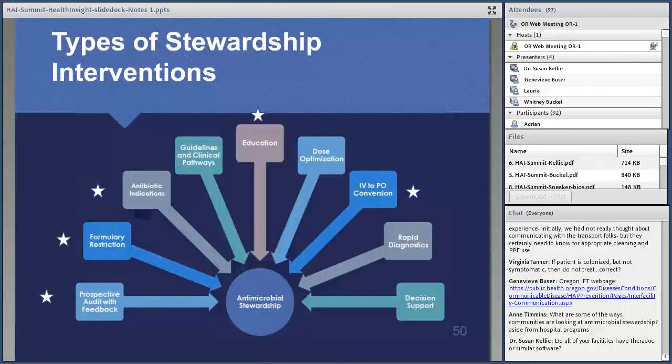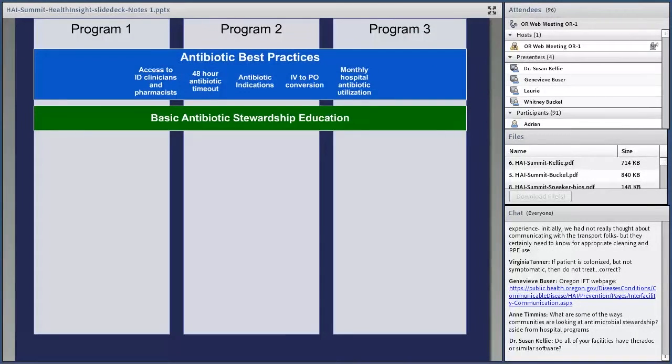So if you look at program 1, 2, and 3, and this is actually going to be different than how I said, program 1 being low, program 2 being medium, and program 3 being high resources. We did antibiotic best practices for everybody. These are basics that we feel like met the CMS initial survey of the things that they recommended, and then basic antibiotic stewardship education. So this included access to ID clinicians and pharmacists. We had a hotline available, 48-hour antibiotic timeout, antibiotic indication, IV to PO conversion, and then a monthly hospital antibiotic utilization report.